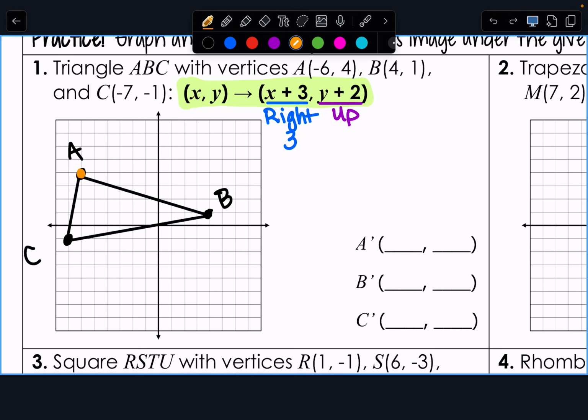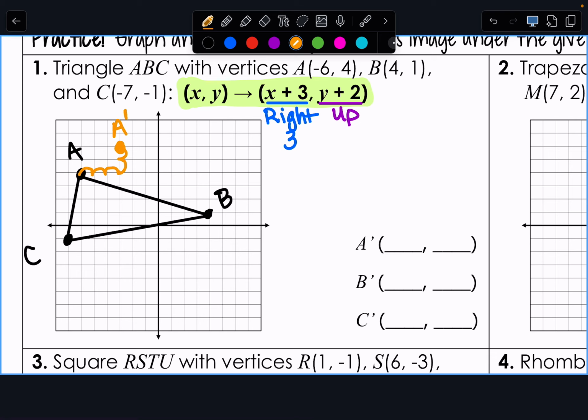So here I go. From A, I'm going to go right 1, 2, 3. And then from that spot, I'm going to go up 2. And here is my new A coordinate. I'm not going to call it A, I'm going to call it A prime. We put a little apostrophe on the A to show that that's our new A. How did I get there? I went right 3, up 2.